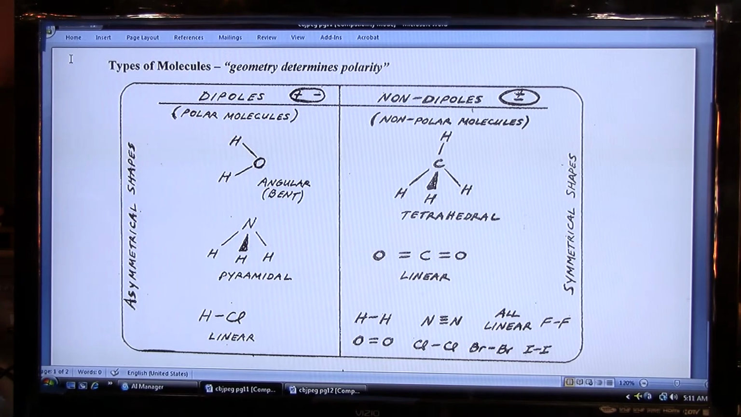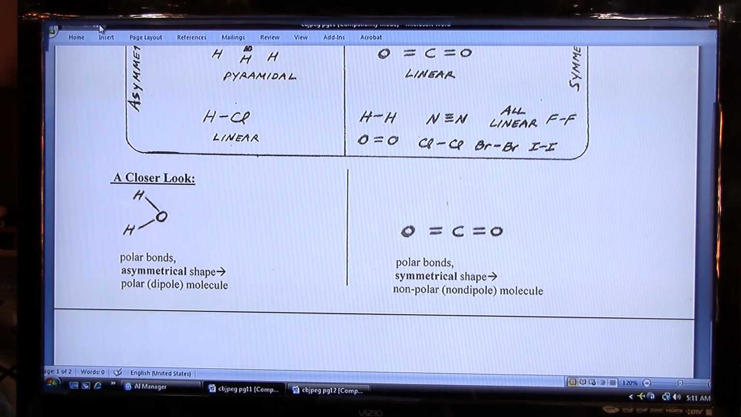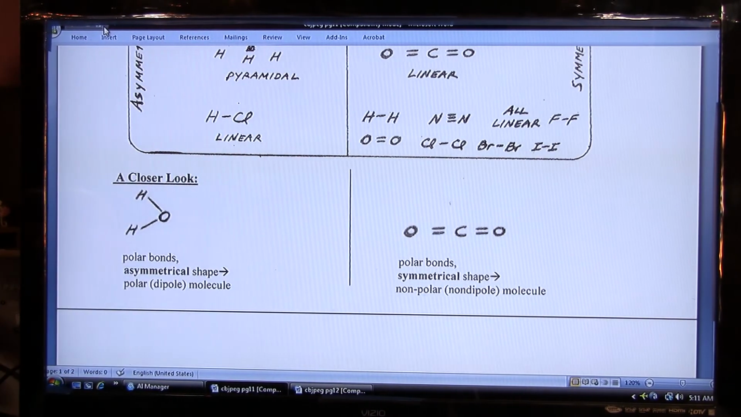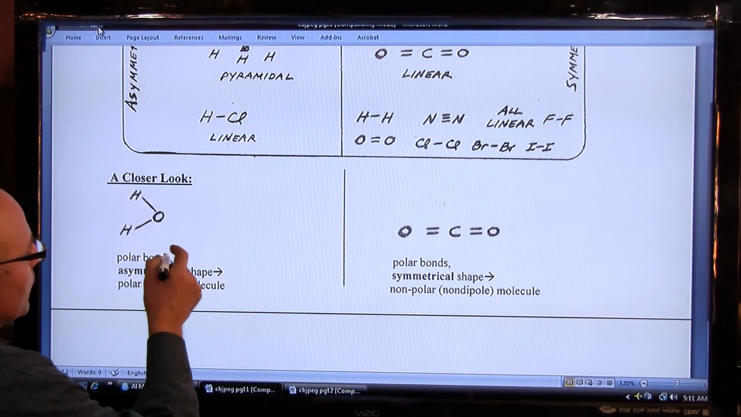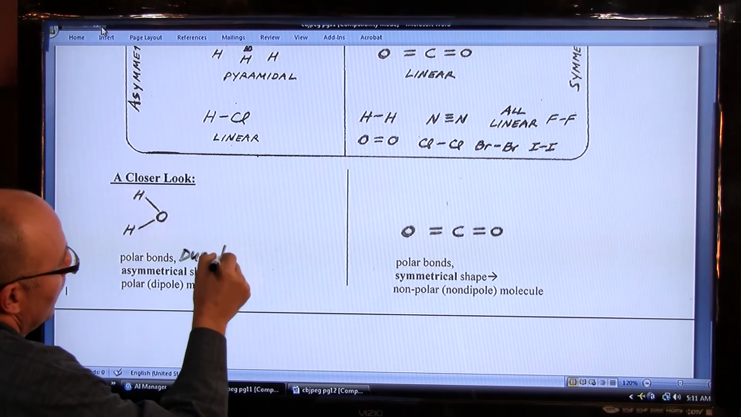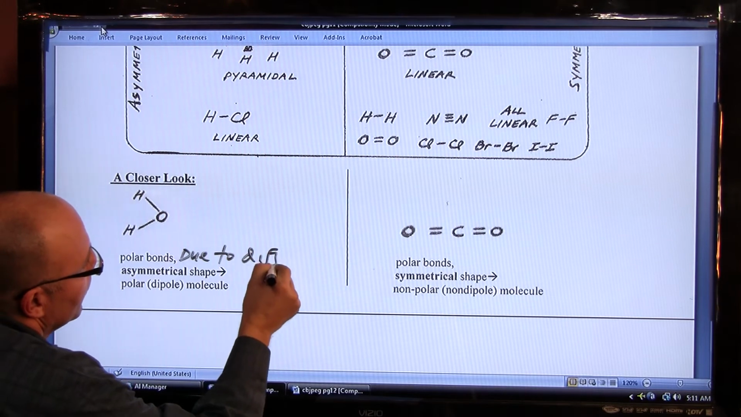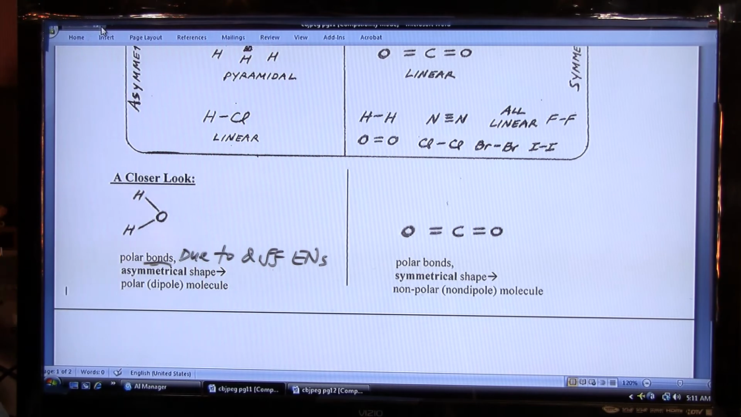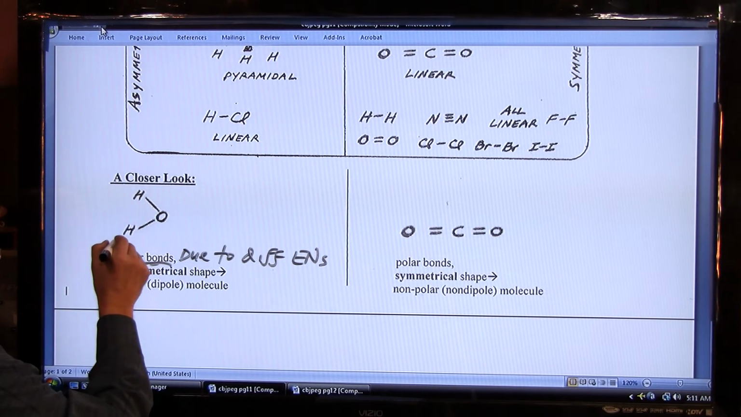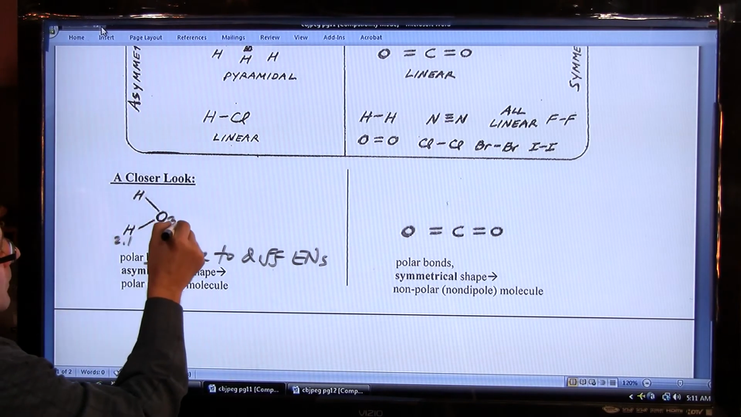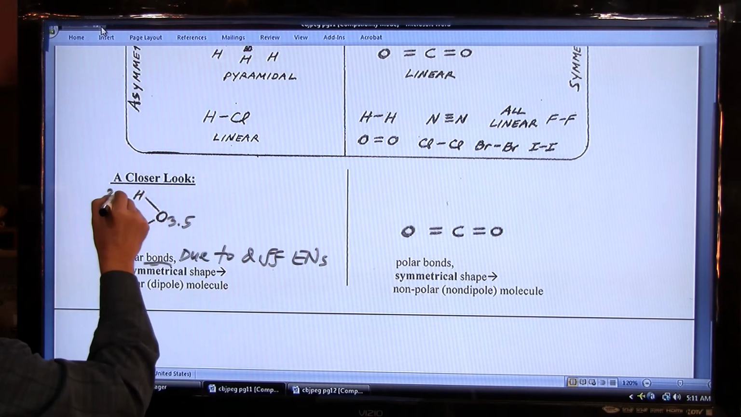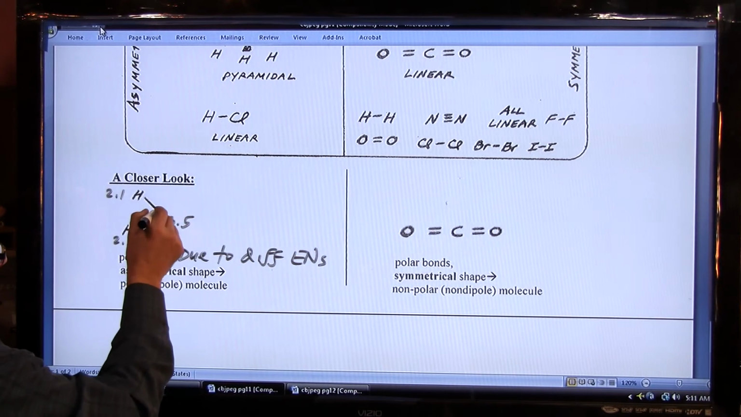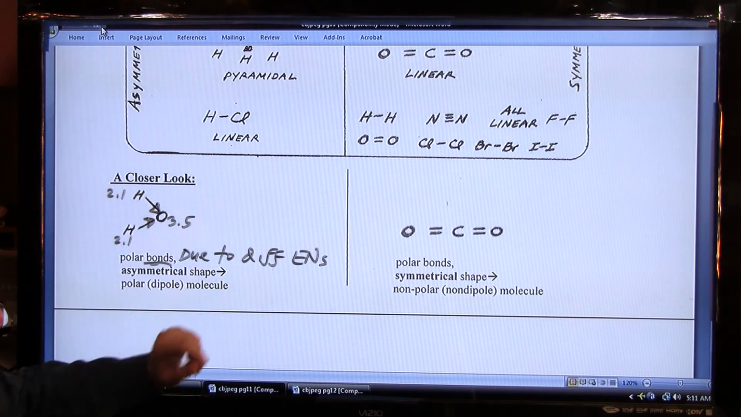Let's take a closer look at this. Again, H2O has polar bonds. And why is that? Well, that's due to the different electronegativities. When we talk about bonds, you have to consider electronegativities. Remember, hydrogen's 2.1, oxygen is 3.5, and hydrogen 2.1. So what we're saying is, in these bonds, the electrons are shifting towards the oxygen.